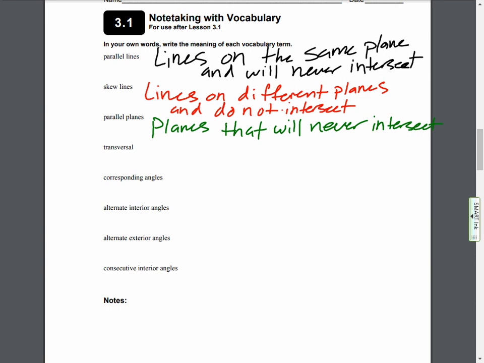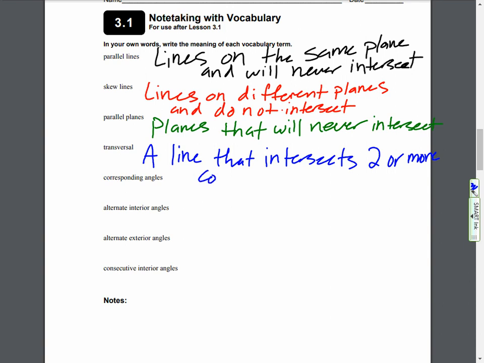Okay, transversal. A transversal is a line that intersects two or more coplanar lines at different points. Okay, so a line that intersects two or more coplanar lines at different points.